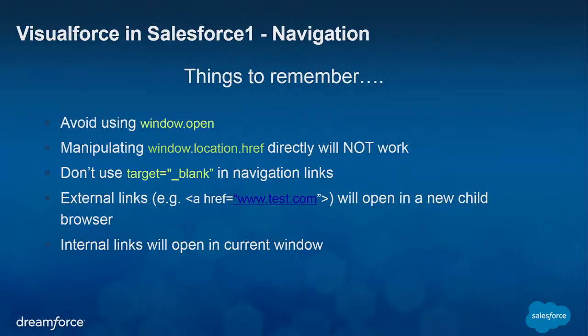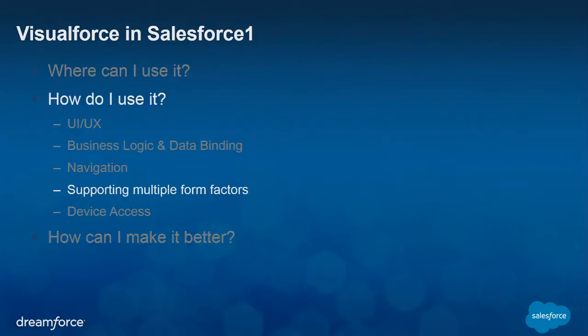Again, things to remember on navigation: avoid using window open. Manipulating the window location href directly isn't going to work. External links will open a new child browser, probably not what you're looking for. Internal links will open within the current window. The best thing I can tell you is to get comfortable with the different ways of invoking those URLs between the browser and the mobile device, and you should be okay.